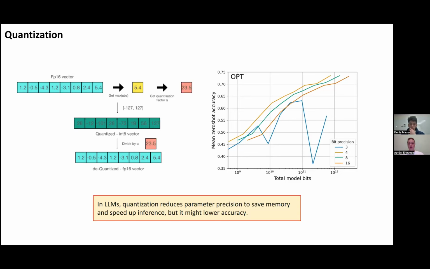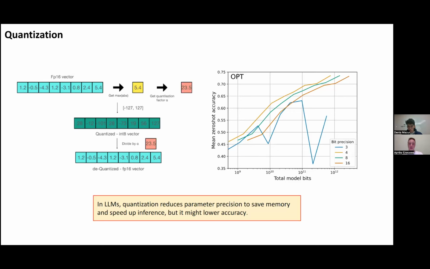As you can see from the figure on your right, on the x-axis you can see the total model bits. It's the total model size. And on the y-axis, you can see model accuracy. It's how well the model performs. So given the fixed model size, we can see that it's best to quantize the model. So do not store it in floating point 16, but store it in, for example, integer 4 bit.